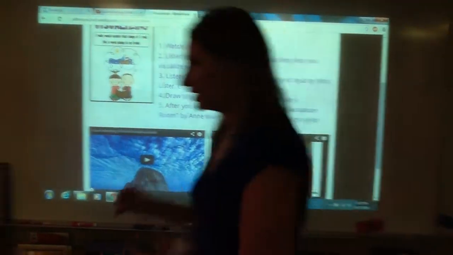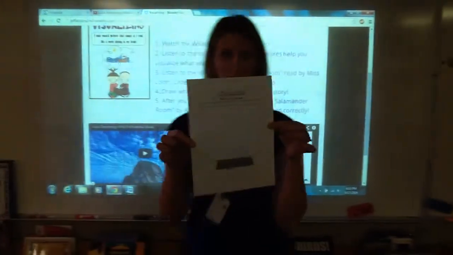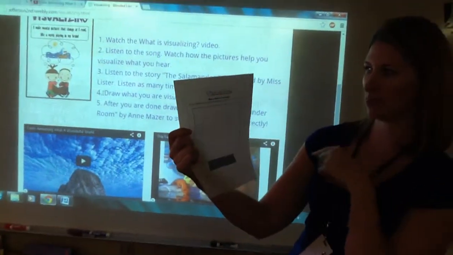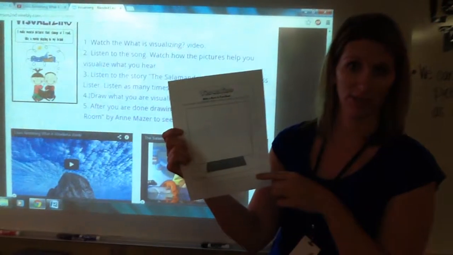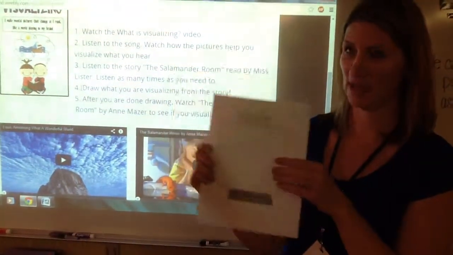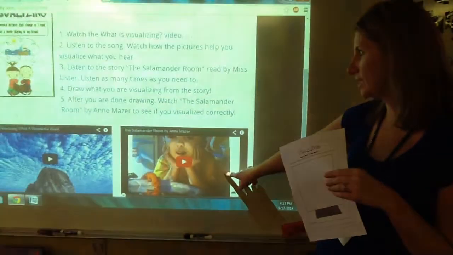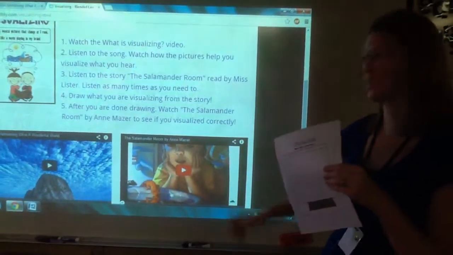After you're done with your picture, it's going to be on this paper right here is where you're going to visualize. It says, as the teacher reads, sketch a picture of what you see in your mind. So draw the picture and then say one sentence down here about what you visualized. After you're done with that, then you can watch The Salamander Room by Ann Mazer, and you can compare your picture to the pictures in the actual story.